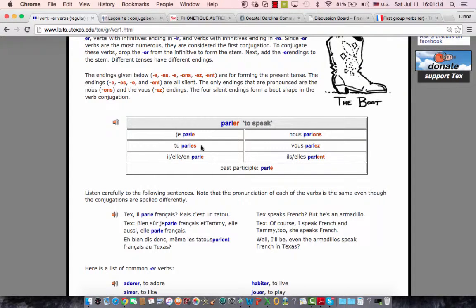So in turn, the consonant before the mute E is going to be pronounced. It's going to become sonore. And the past participle, the participe passé, is parlé. For most of the first group verbs, the participe passé is going to be E with accent aigu. So E marked with accent aigu. Parlé.